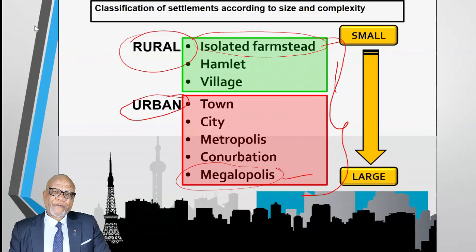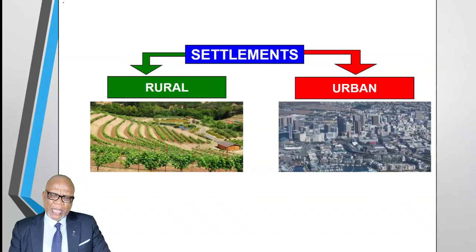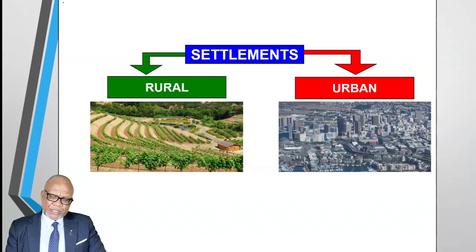So that is where the function of a settlement comes in. So this is classification of settlements from the smallest to the largest. It is also called hierarchy of settlements, where you rank settlements from the smallest to the largest. Now let's look at settlements according to function. We have two types of settlement according to function. We call them rural or we call them urban.